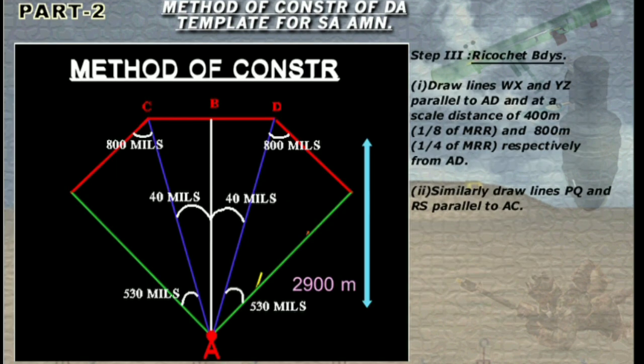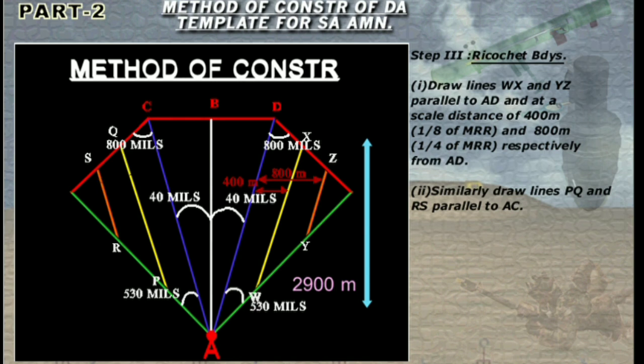Step 3. Ricochet boundaries. Draw lines WX and YZ parallel to AD and at a scale distance of 400 meters, that is 1/8 of maximum ricochet range, and 800 meters, that is 1/4 of maximum ricochet range, respectively from AD. Similarly, draw lines PQ and RS parallel to AC. This gives us the ricochet boundaries.